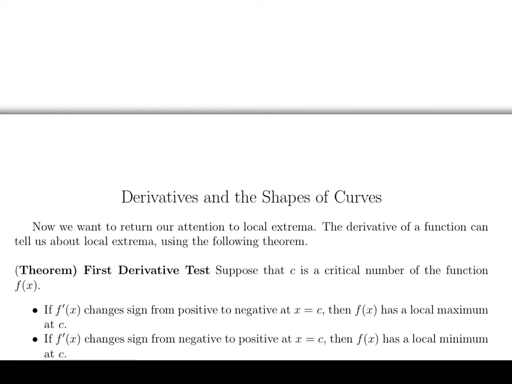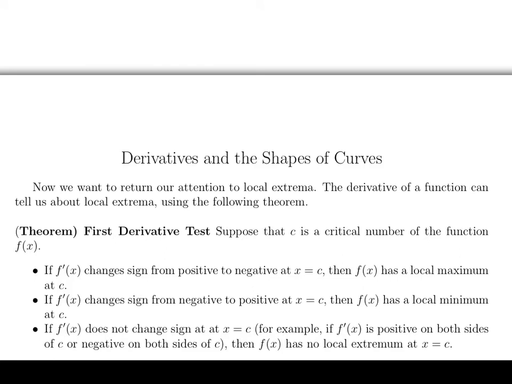So if the derivative changes sign from positive to negative at x equals c, then we're going to have a local maximum at c. So the function is increasing and then it's decreasing. If f prime of x changes sign from negative to positive, then there'll be a local minimum. So on the first one, you should just imagine it's going up, then it's going down. That's how you know you have a local maximum. The second one, the function is going down, then it's going up. That's how you get a local minimum.